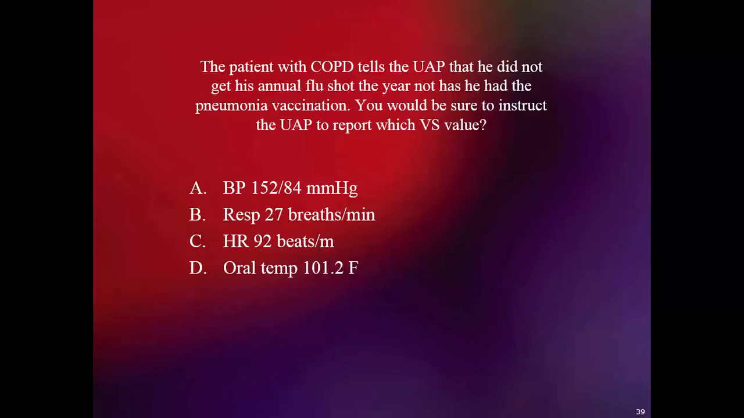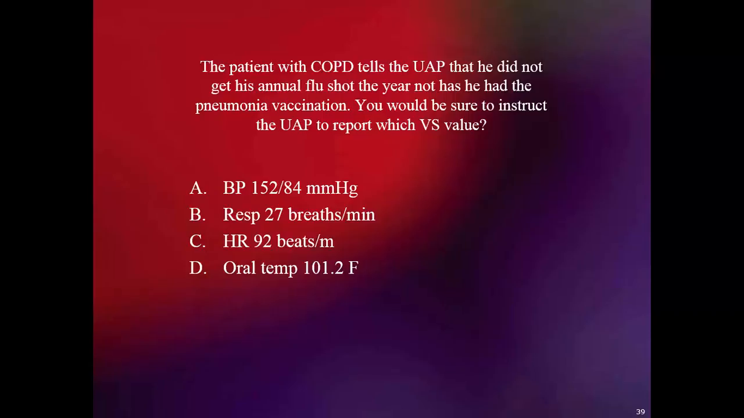All right, so the patient with COPD tells the UAP that he did not get his annual flu shot this year and has not had the pneumonia vaccine. You would be sure to instruct the UAP to report which vital sign? A, blood pressure 152/84, B, respirations of 27 breaths per minute, C, a heart rate of 92 beats per minute, or D, an oral temperature of 101.2.